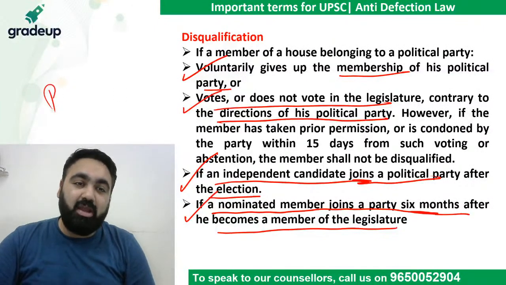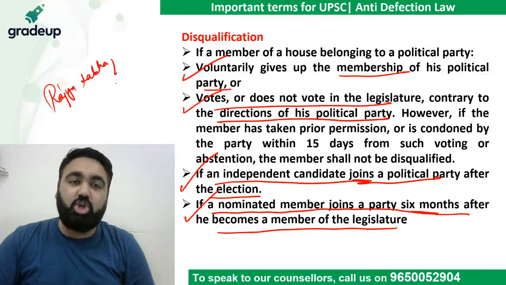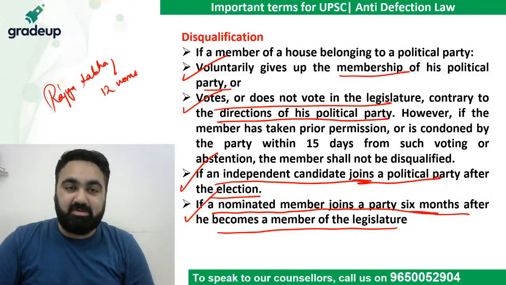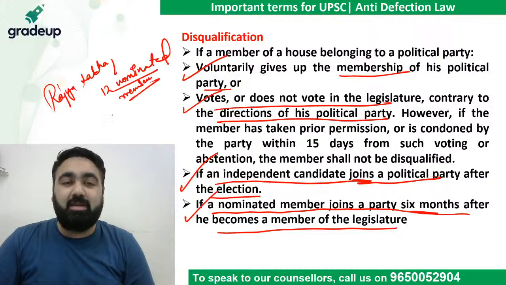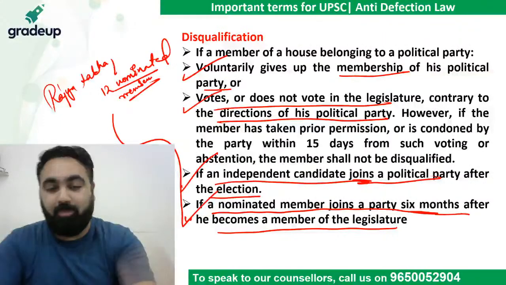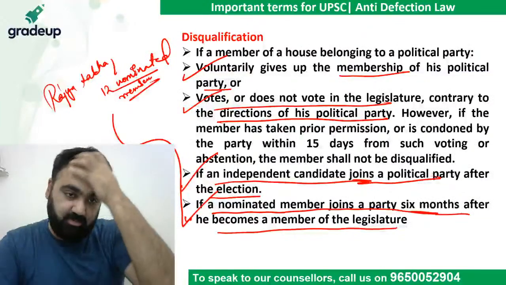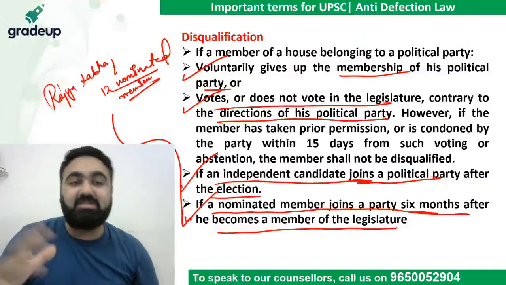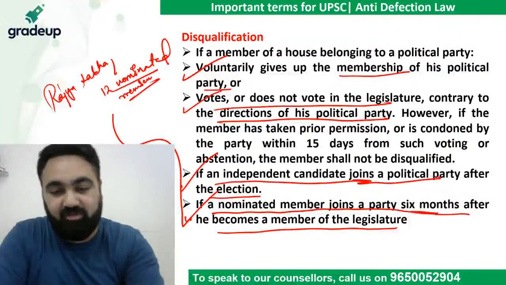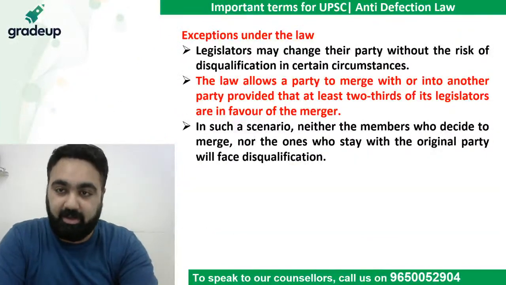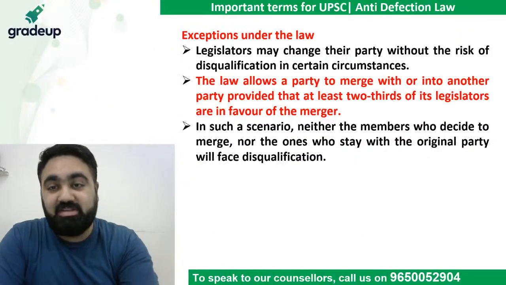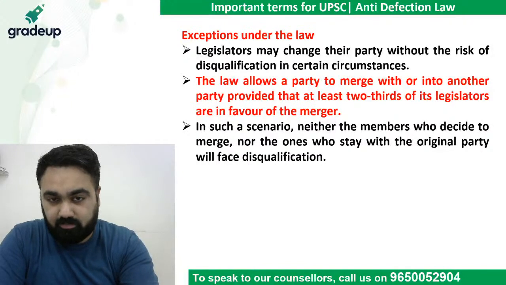Now, as you know, in the Rajya Sabha, there are 12 nominated members. The president nominates 12 members in the Rajya Sabha. These nominated members are allowed to join a political party within their first 6 months of the membership. If they join a party after 6 months are over, then they will be disqualified from the membership of the parliament. There are obviously some exceptions under the law.